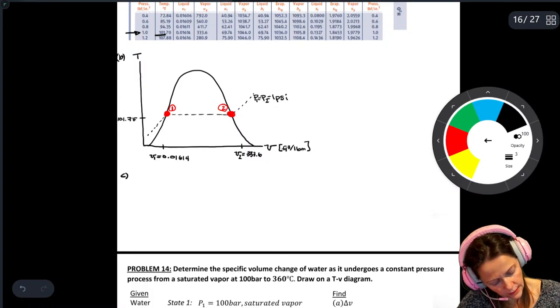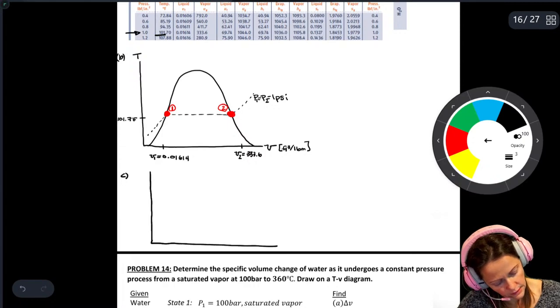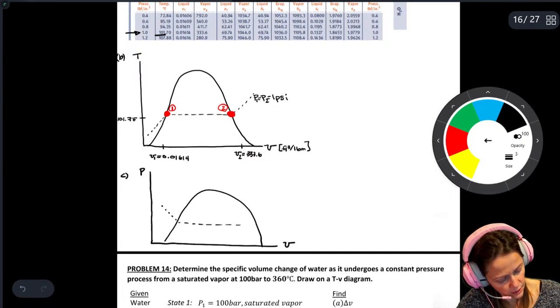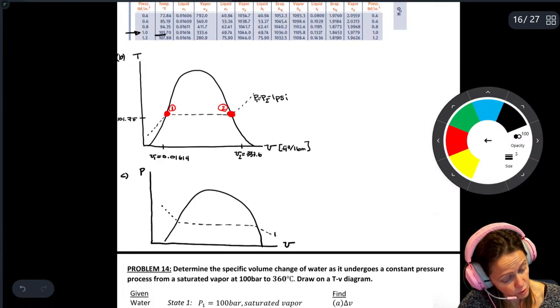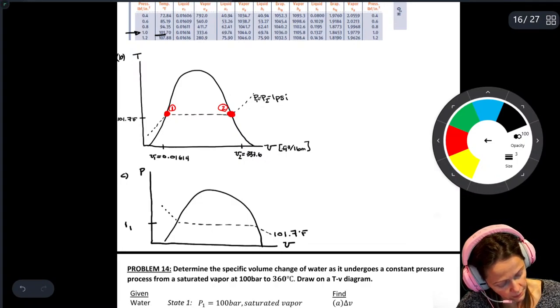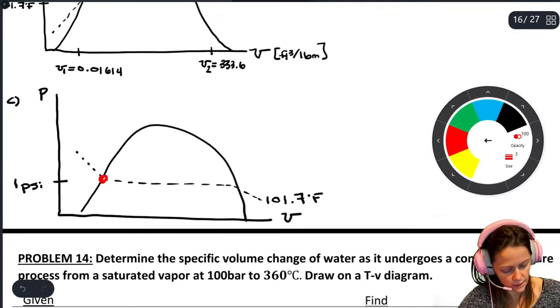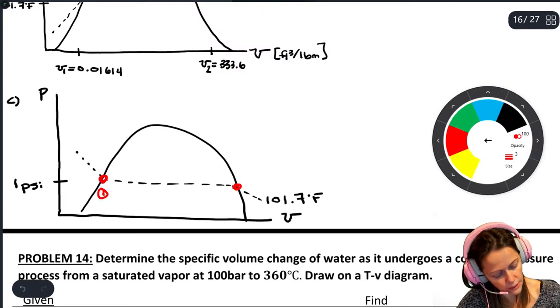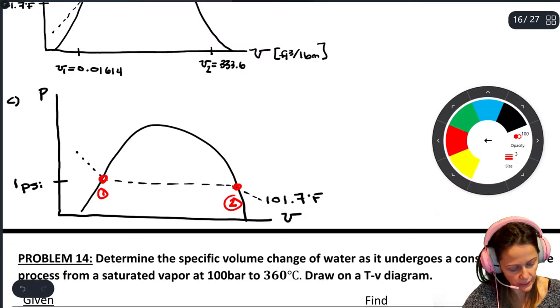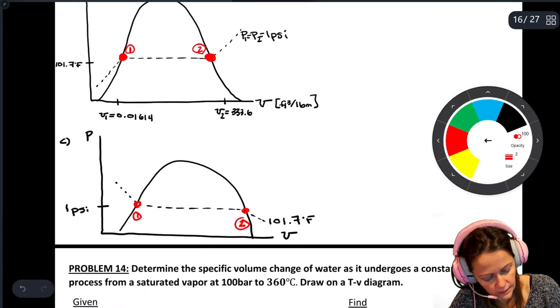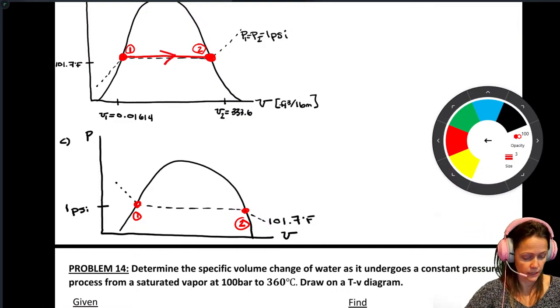So for part C, it's a PV diagram. You've got a little line of constant temperature there. And this is my saturation temperature, 101.7 degrees Fahrenheit at 1 psi. And then my state one is going to be right there on that saturated liquid line. State two can be right there on that saturated vapor line. And actually the last thing that I need, and I didn't put it on this one, so make sure you do draw a line in between it, go straight across along that line of constant pressure.